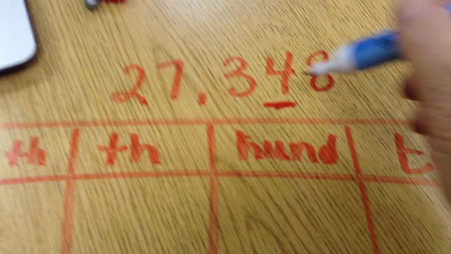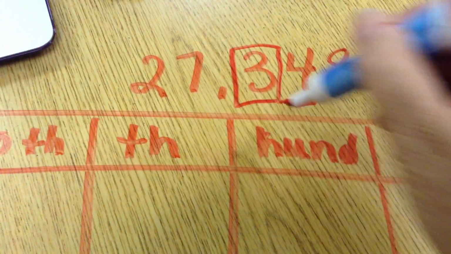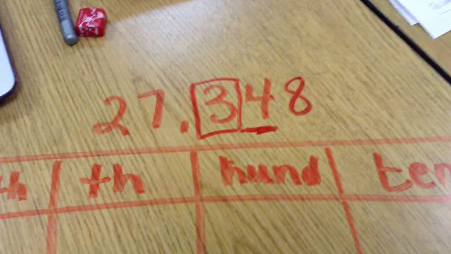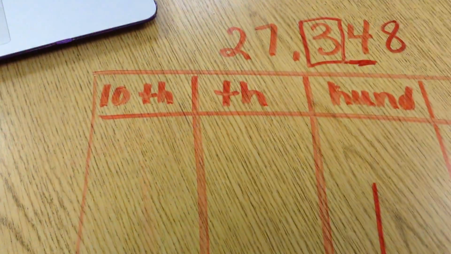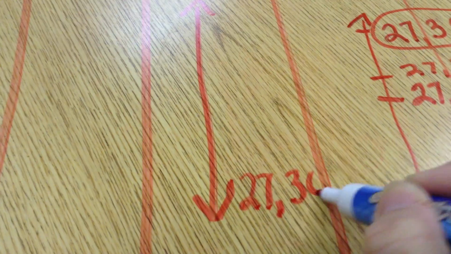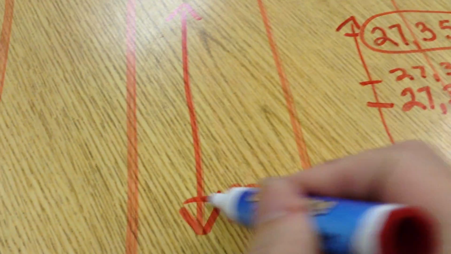What digit's in the hundreds place? The 3 is in the hundreds place. So that tells me where my starting point is. So I draw my vertical number line. What hundred do I start with? 27,300. What's my next hundred?